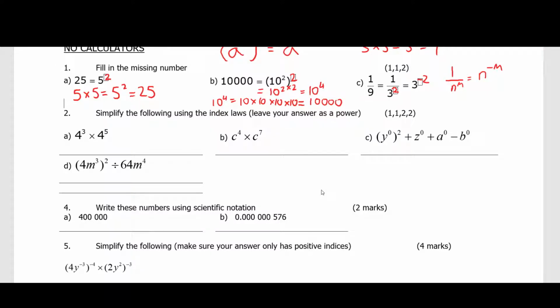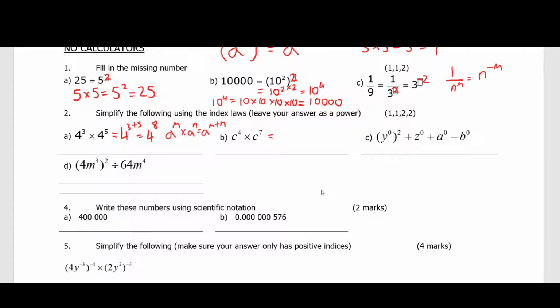here 4 to the power of 3 times 4 to the power of 5. We're going to use this index law: a to the m times a to the n equals a to the m plus n. So what this is going to be is 4 to the power of 3 plus 5, which gives 4 to the power of 5, 6, 7, 8.